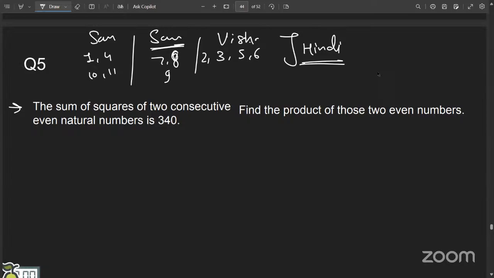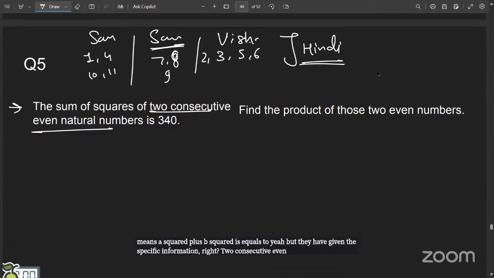Ma'am, here we can take that a square plus b square equal to 340. And after that, we have to find out the product AB. They have given the specific information, right? Two consecutive even numbers. Consecutive means next to each other, and even numbers are there.